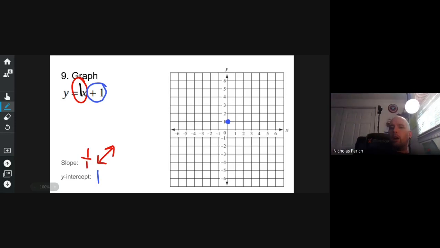You know what it is. Up 1, right 1, up 1, right 1, repeating. Let's go in the other direction. Down 1, left 1, down 1, left 1, repeating. Look at all them dots. Let's connect them.